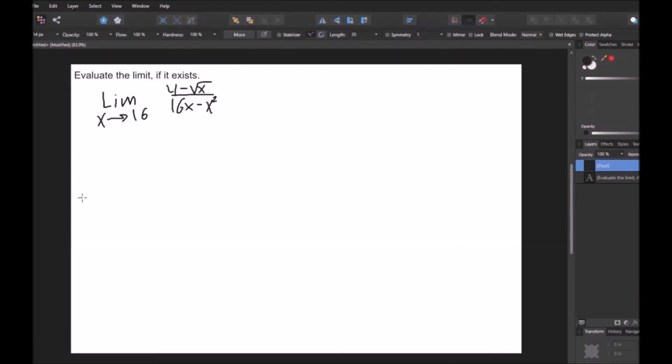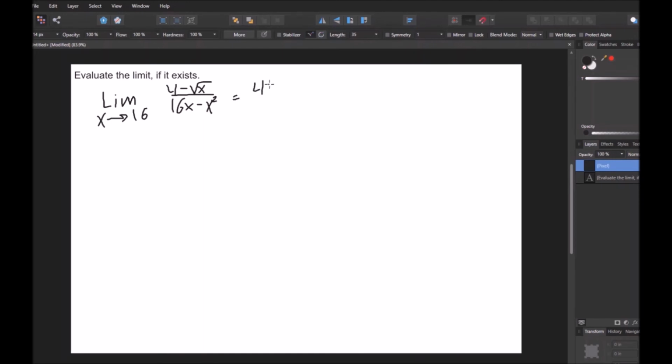Okay, so in this next problem we are once again asked to evaluate the limit if it exists, and the limit we're given is the limit as x approaches 16 of 4 minus the square root of x, all over 16x minus x squared. Now what I'm going to do first is simplify the denominator.